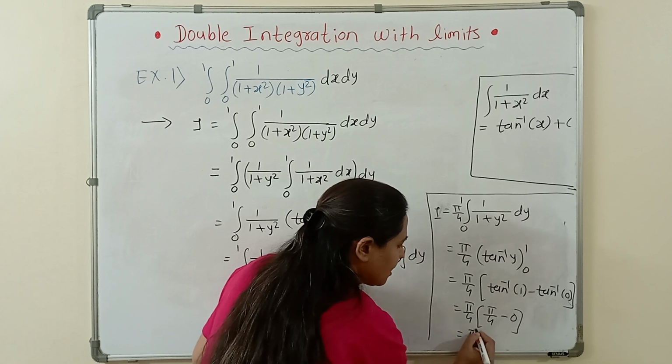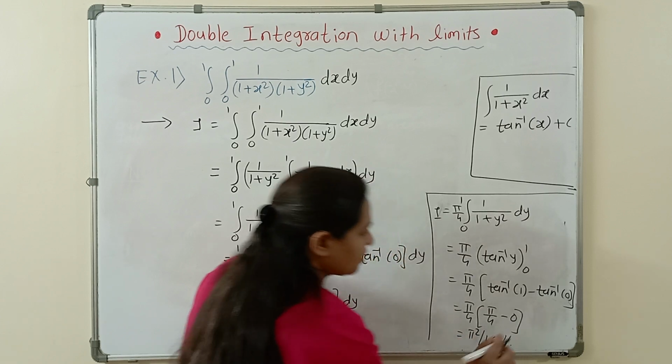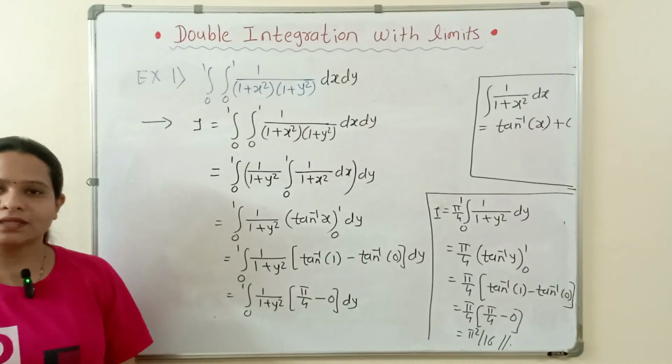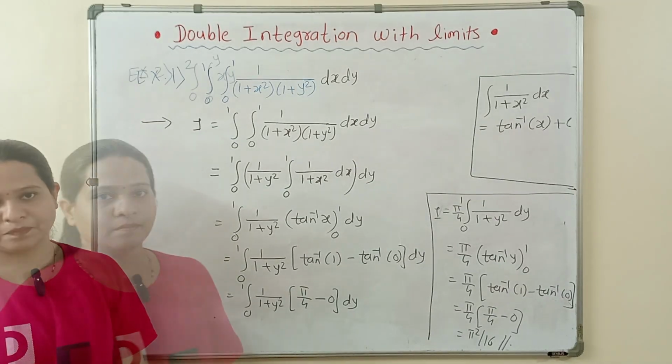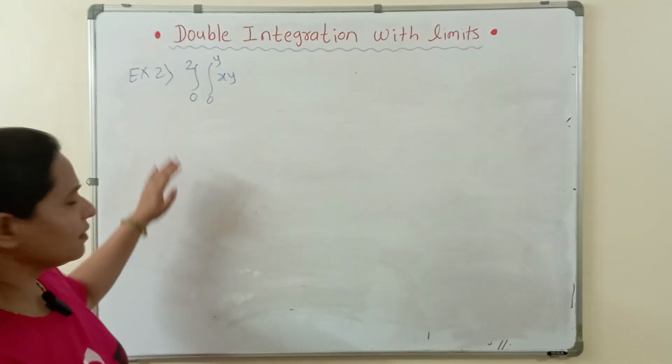So the answer is what? Pi square by 16. Okay, so this way we have to solve the integration when the limits of integration are given. So let us see the next example given on the board.